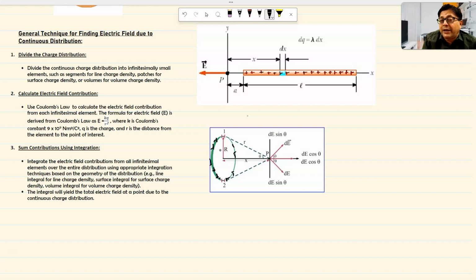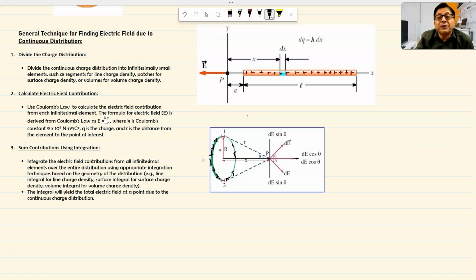But if we divide mentally, of course you are not actually going to divide it into infinitely many parts. If we divide into an infinite number of small parts, mentally, then each part can be considered as a point charge. Due to that point charge, we will find the electric field at a point, and then by integration we will find it for the whole rod. Similar is the case for this charged wire.